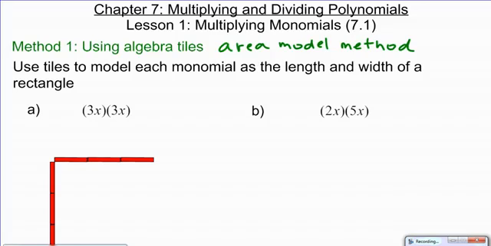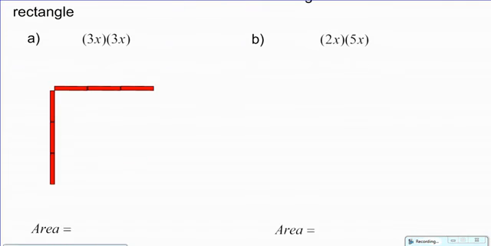So when we look at our first example, 3x and then 3x, remembering that if two things are side by side like that, especially with brackets, two terms side by side, they're being multiplied. So this is 3x times 3x. So that means we have one length of 3x, so a length of x, a length of x, a length of x, so 3x altogether.